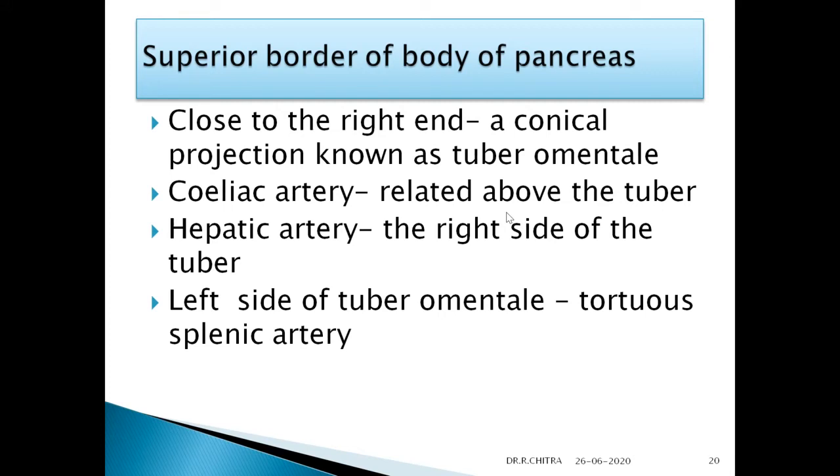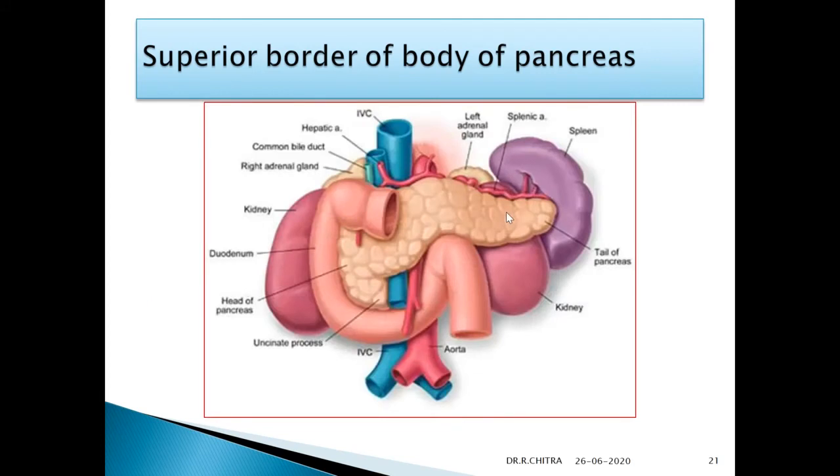Tuber omentale of liver, now you should recollect, and in that we have told these two tuber omentale are separated by the cavity of lesser sac. So this is what we are describing. This is the upper border presenting the tuber omentale, which is related to the origin of celiac trunk. To the right of tuber omentale, the artery which runs along the superior border of the body of the pancreas is the hepatic artery, common hepatic artery. To the left of this tuber omentale, the tortuous splenic artery. So this is the superior border.